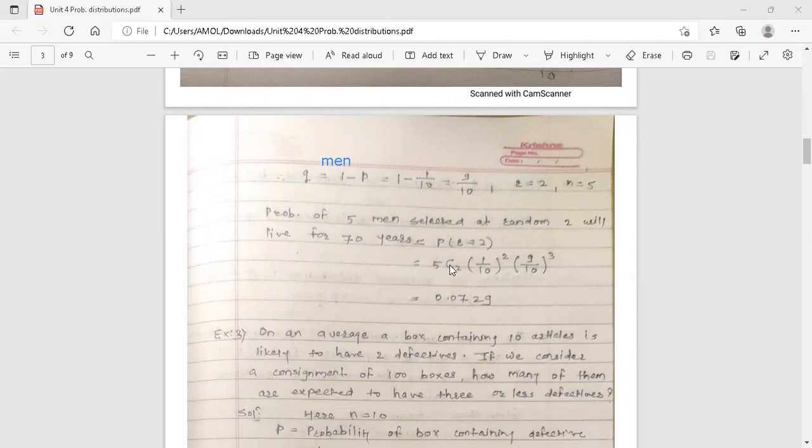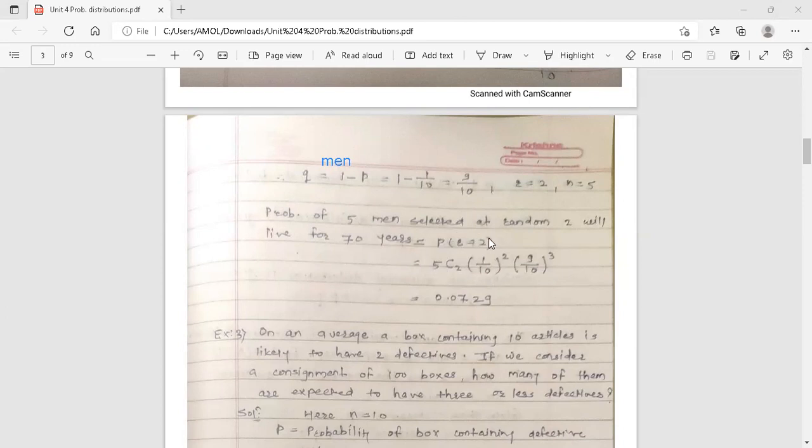So 5C, R is here 2. 5C2 into P raised to R. P is here 1 by 10, R is 2, so 1 by 10 raised to 2, into Q raised to n minus R. Q is here 9 by 10. So 9 by 10 to the power n minus R, n is 5 and R is 2, so 5 minus 2 is 3. So the power of 9 by 10 is here 3 and the power of 1 by 10 is here 2. Now you calculate this value: 5C2 into 1 by 10 raised to 2 into 9 by 10 raised to 3.